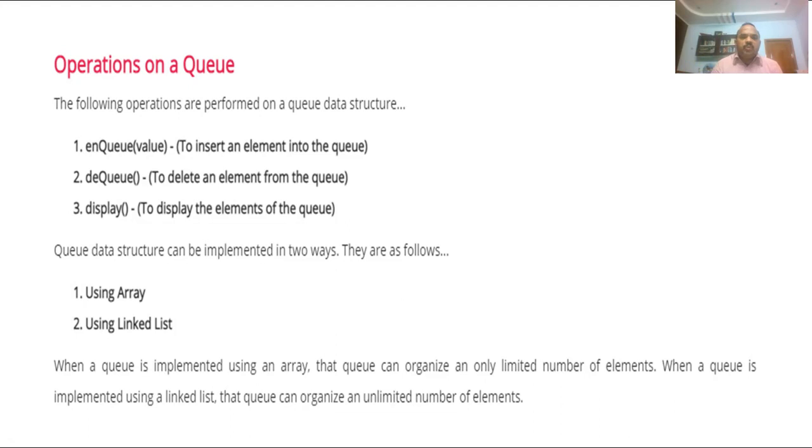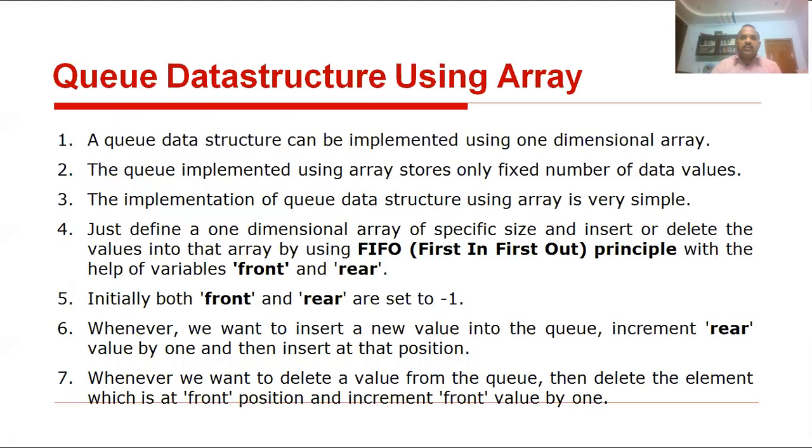When a queue is implemented using a linked list, that queue can organize an unlimited number of elements. Clear? Yes, using the linked list data structure, we can increase the queue size. Whereas using arrays, it is not possible to increase the size of the queue. Clear? That is fixed length. Then queue data structures using arrays.